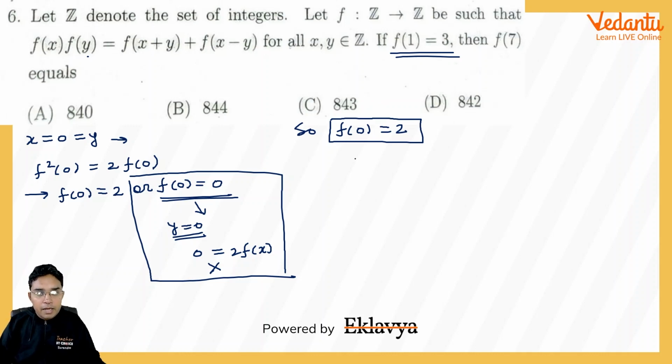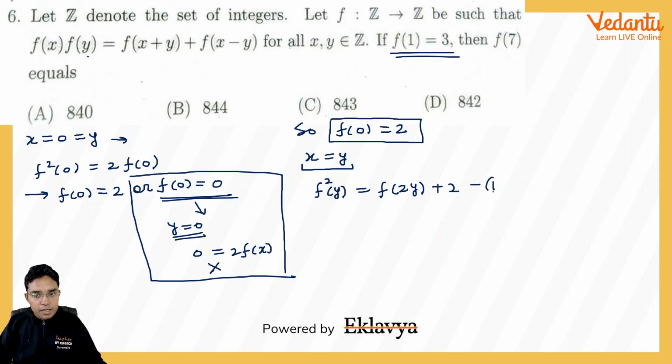Now, once we get this thing, we can find certain relations based on this. Let us put x is equal to y. If I put x is equal to y here, on the left hand side we will be getting f(y) squared, and on the right hand side it will be f(2y) plus f(0), which we have proved as 2. So that is one relation. One more thing I am going to do, I will put x is equal to y plus 1 here. If I do that, we will get f(y plus 1) times f(y), and this will be f(2y plus 1), and here it will be f(1), which is given to us as 3 in our question.